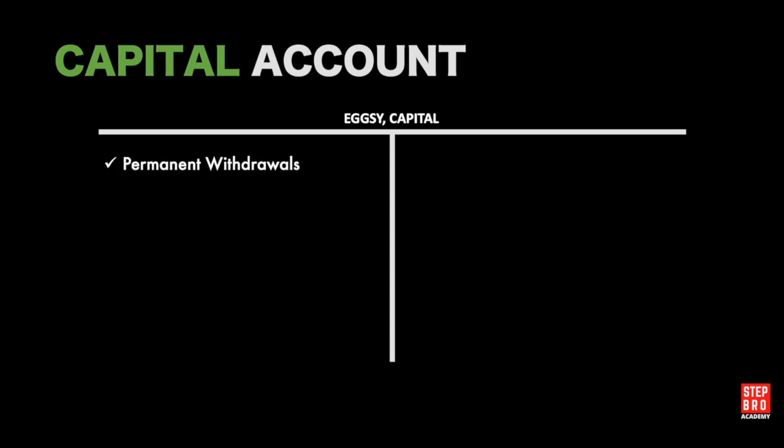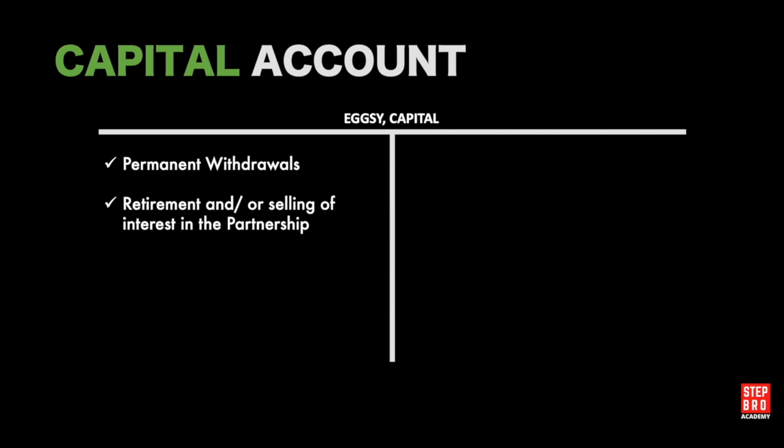The first is when a partner makes a permanent withdrawal. In this case, a partner would recall all of his or her own capital from the partnership. Usually this is seen when the partner intends to leave the partnership. So he takes all of his capital in the partnership, therefore it would decrease his capital and decrease the cash of the partnership.